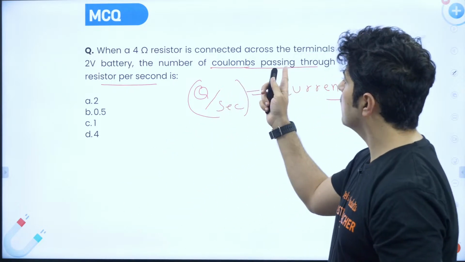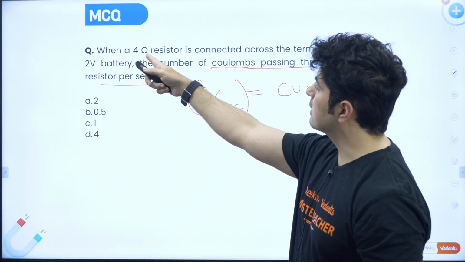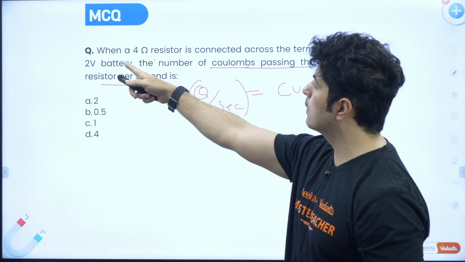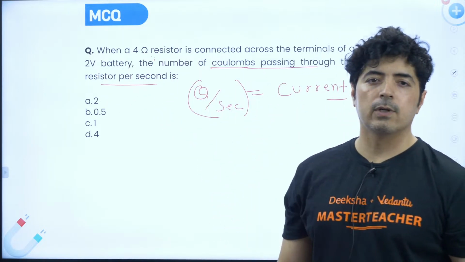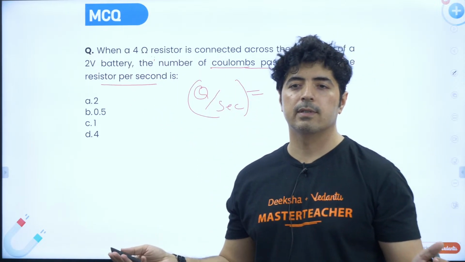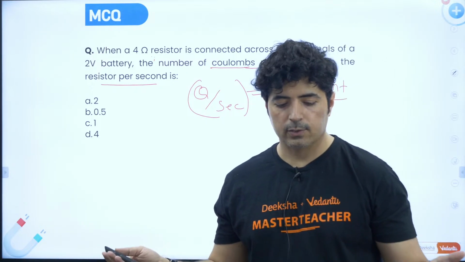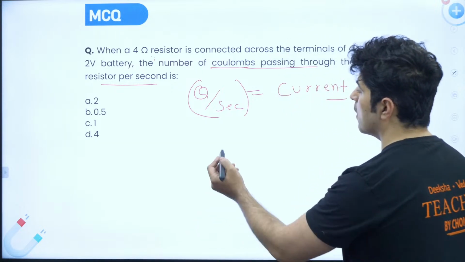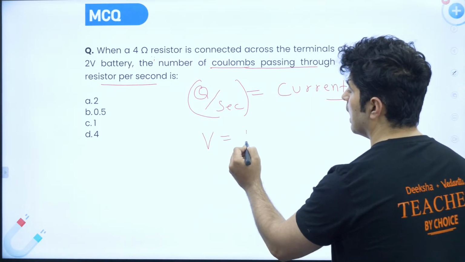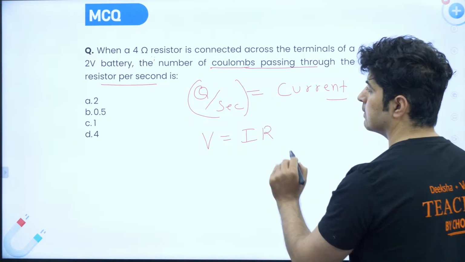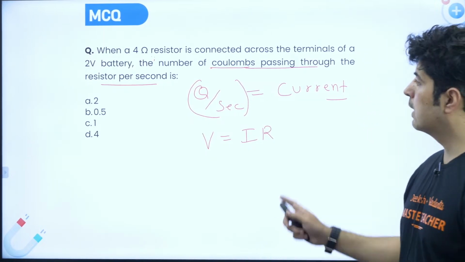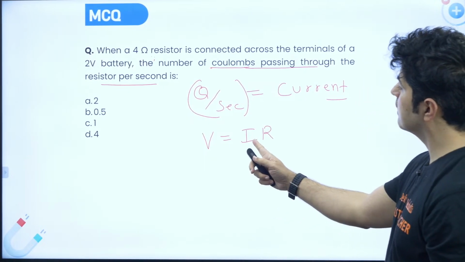All right. So again, resistance is given to us, and a 2 volt battery is given to us. What formula are we going to use? Ohm's law? Yes, Ohm's law. So what is the formula of Ohm's law? V is equal to I into R. Now we have to calculate I.